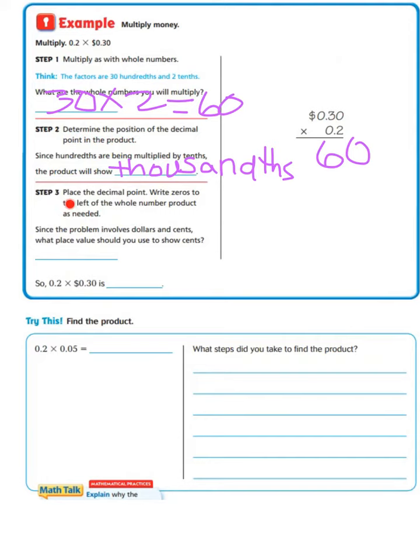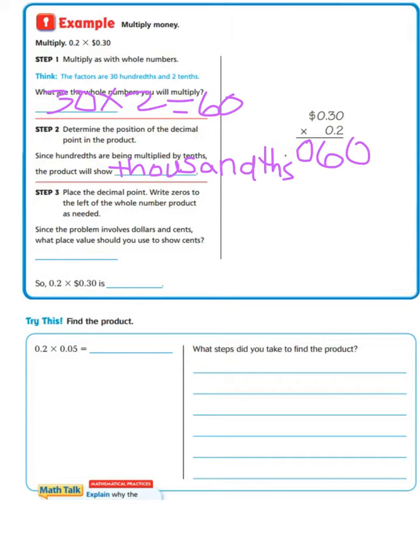So our next step is to place the decimal point. If need be, we can write zeros to the left of the whole number product as needed. So let's count over. Since we know our answer has to be in the thousandths and we only have 2 digits right now, it does look like we will need to add a 0 to the left of our whole number and place our decimal.